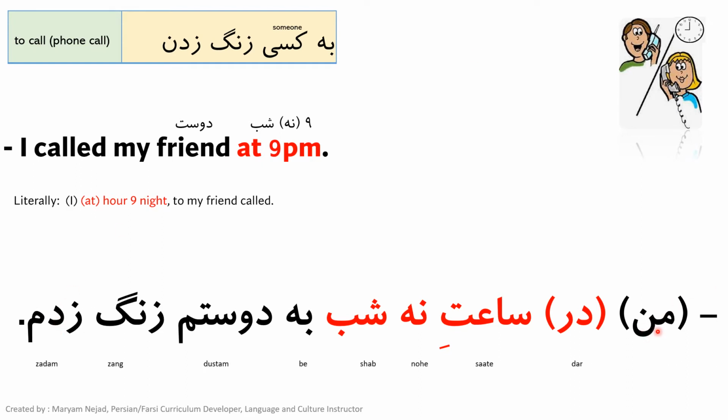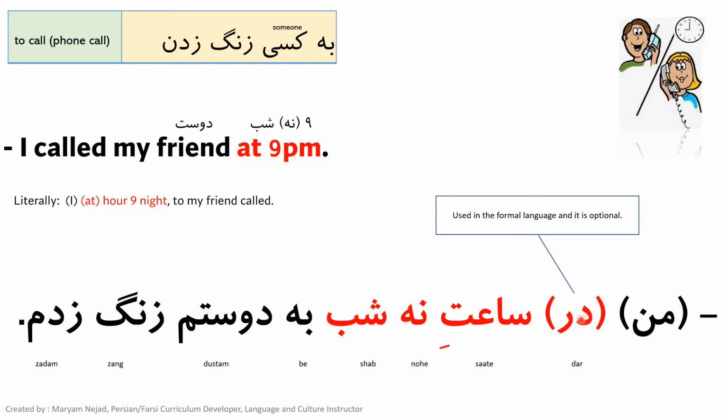So man here, the subject pronoun is in a bracket. We don't need to have it. Dar also here, it's optional. It's only used maybe in the formal language. At least in the spoken language, we don't say it.